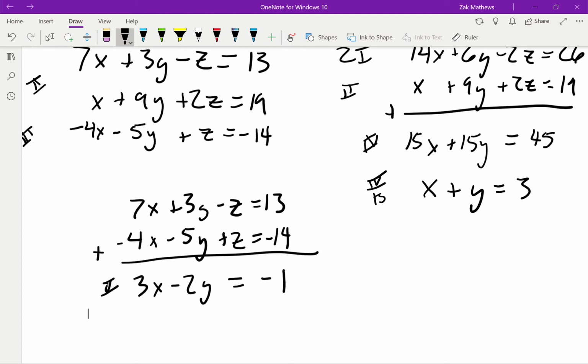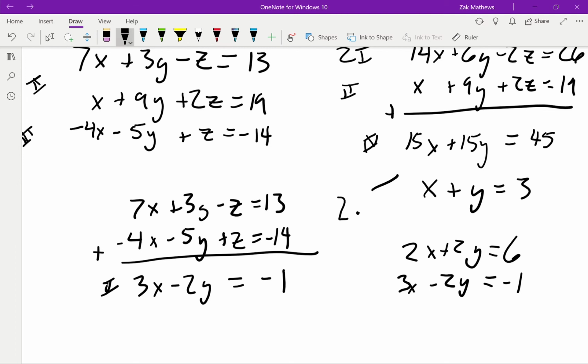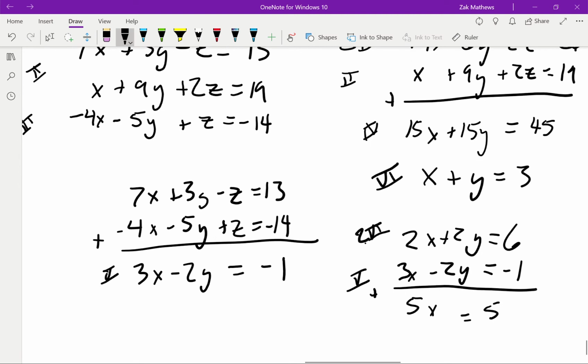I could either multiply the x's by 3 to get it to cancel, or I could multiply the y by 2. I'm going to choose to do the y. So I'm going to multiply this thing by 2 in my next step, and I get 2x plus 2y equals 6. I have the 3x minus 2y equals negative 1. So this thing I just created, I'll label it as my sixth equation. I took 2 times the sixth equation right here, and I took the fifth equation. I'm going to add those together. 5x, the y's cancel, equals 5. So our x is equal to 1.